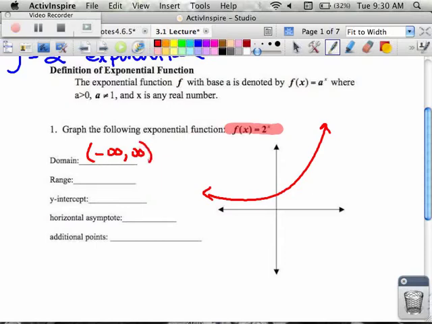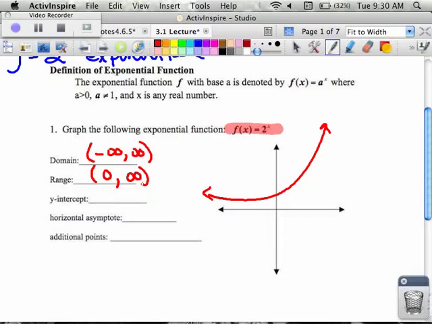However, the range deals with the y values, and as you can see, there's nothing below the x-axis. And that's because my range goes from 0, not inclusive, it never hits 0, and can go forever up. So positive y values keeps on going up. You can see the arrow on the graph.